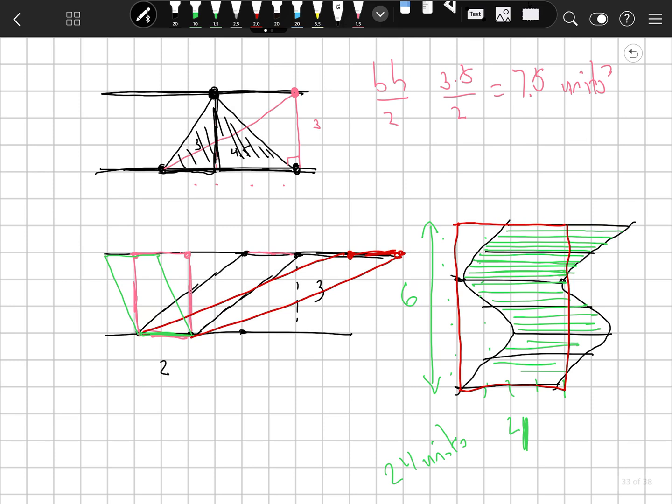And then over here we had this idea of shearing. It's really Cavalieri's principle in just 2 dimensions instead of 3 dimensions.